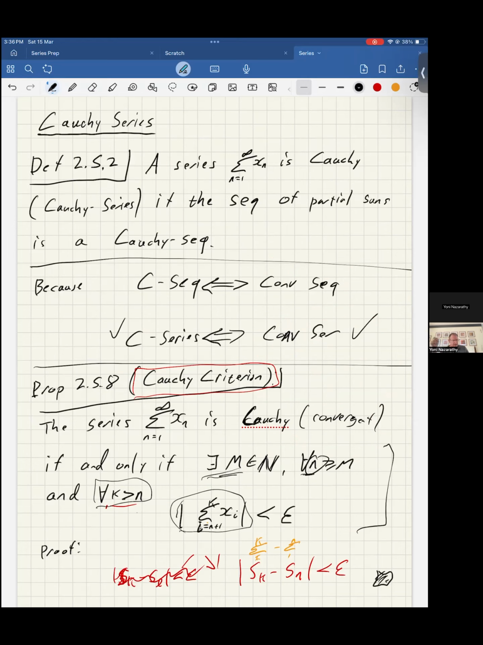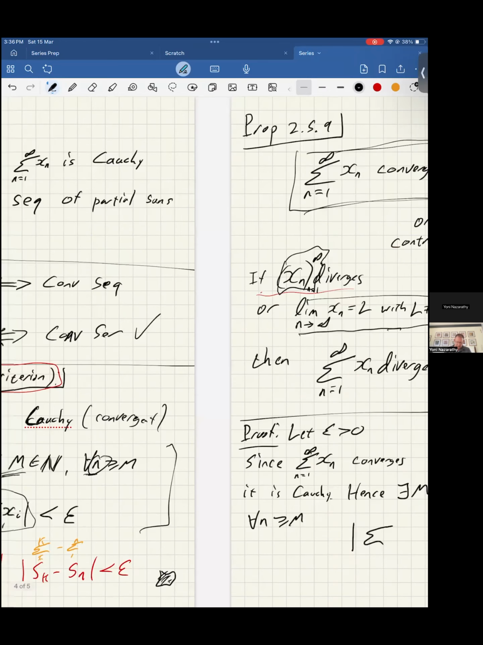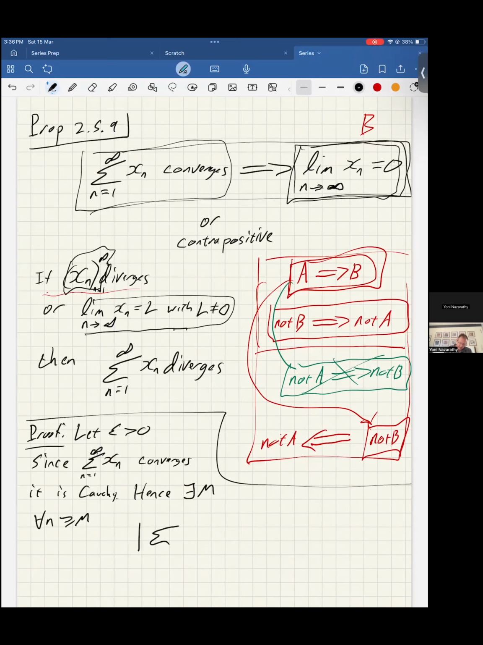Now, let's just pick k to be the next one after n. So k is going to be n plus 1. Since it's Cauchy, that's also going to hold. So I'm not going to pick a k anymore. K will just be my n plus 1. So we'll say i from n plus 1 to n plus 1. There's only one summand in this sum, and that's x sub n plus 1. And this is going to be less than epsilon. That was the Cauchy series.